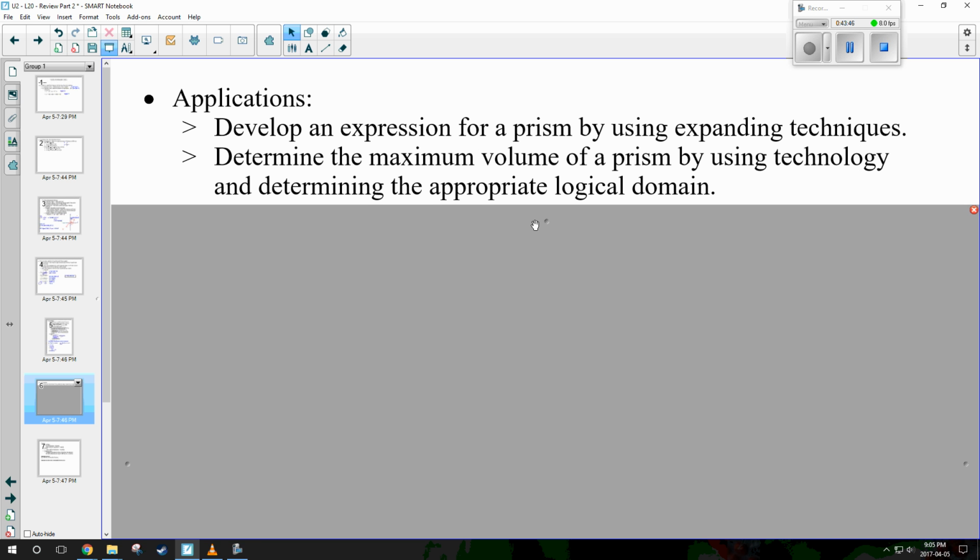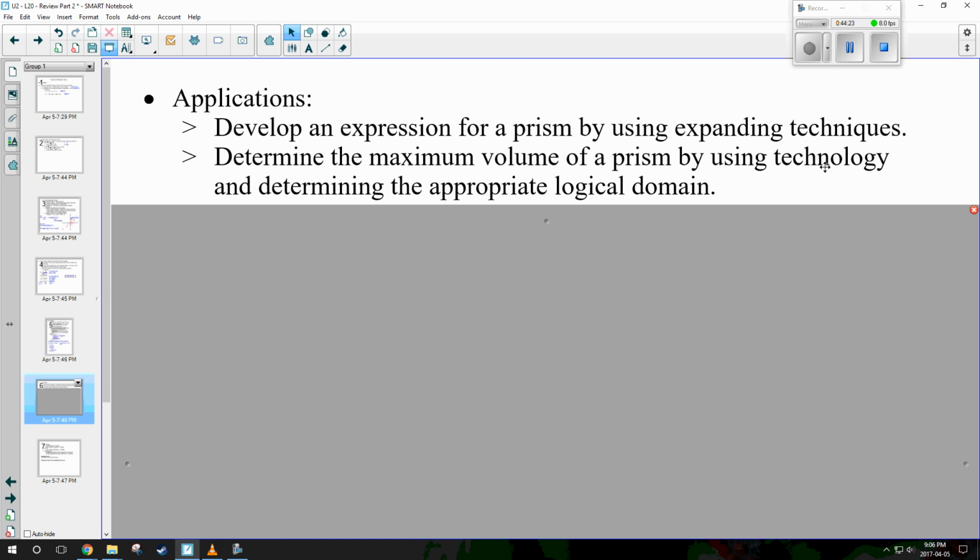We also determined the maximum value that a prism, the maximum volume that a prism could have by using technology and determining the appropriate logical domain, meaning that we had to cancel out any of the areas of our graph that included the x variable to be negative or the y variable to be negative, because we can't have negative distance or negative time. So we have to rule out those different sections and then come up with what are the two numbers that the x can be in between. And that was using technology of using Desmos.